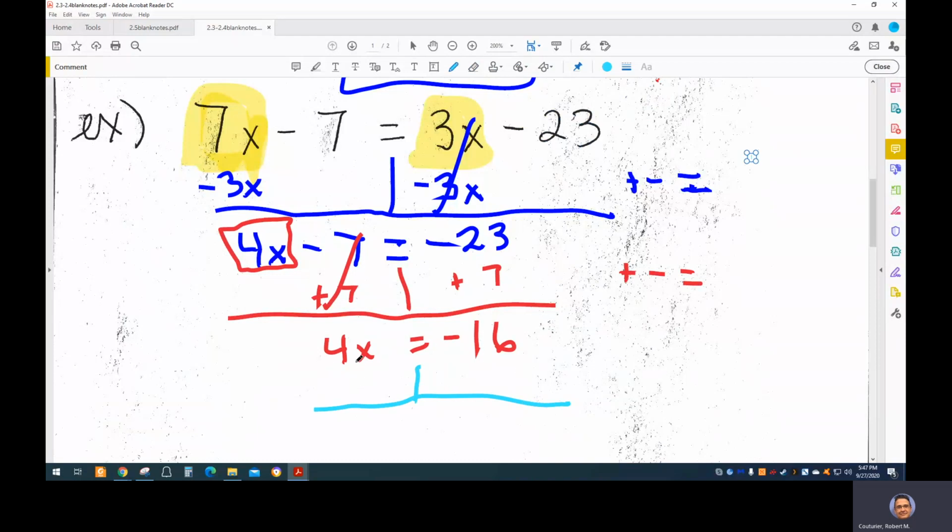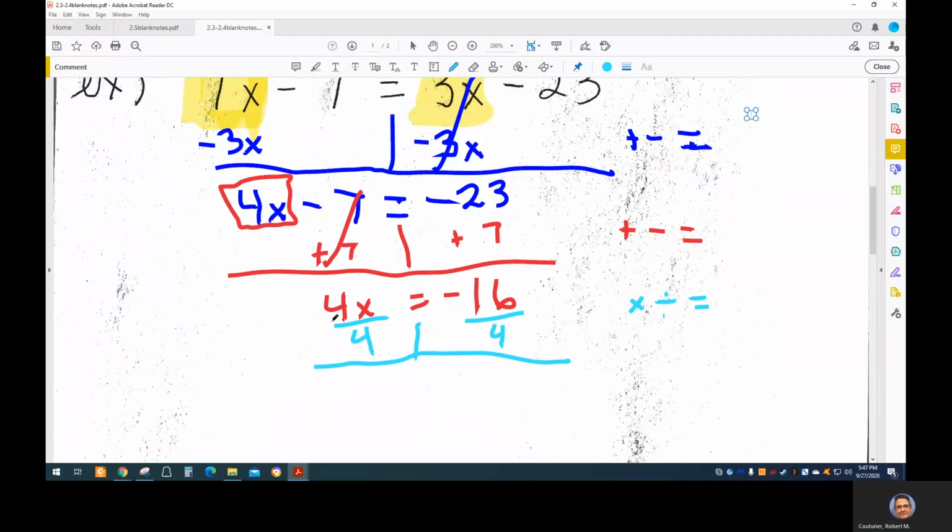Now, if we look at this, you have a 4 times x. We need to get this x by itself. So to undo multiplication, we have to divide. This is the multiplication division property of equality. Divide by 4, and divide by 4. These cancel and leave us with just x. A negative divided by a positive will give us a negative answer, and 16 divided by 4 is 4.